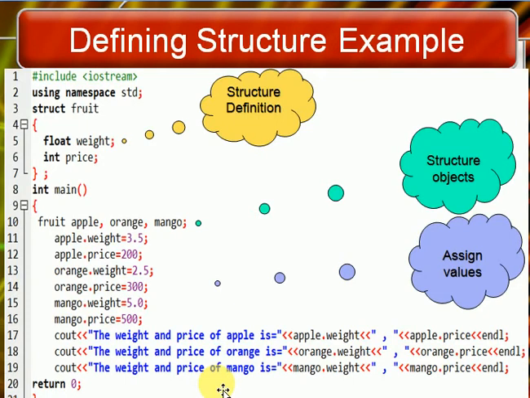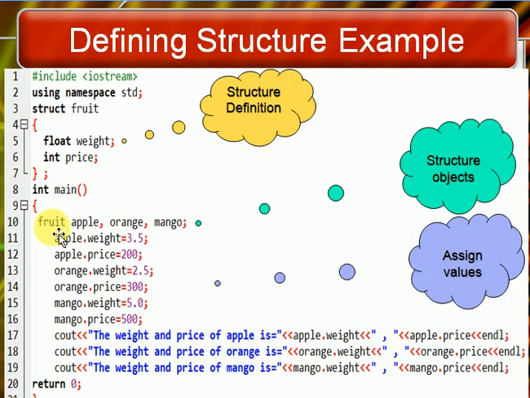Now let us discuss a defining structure example. iostream.h, using namespace std, struct. It shows the beginning of a user defined structure with the name fruit. It contains two members: one is weight of type float, the other is price of type integer. The semicolon shows the end of the structure definition. In the main function: fruit apple, orange, mango. This means we have created three objects, apple, orange and mango, of type fruit.